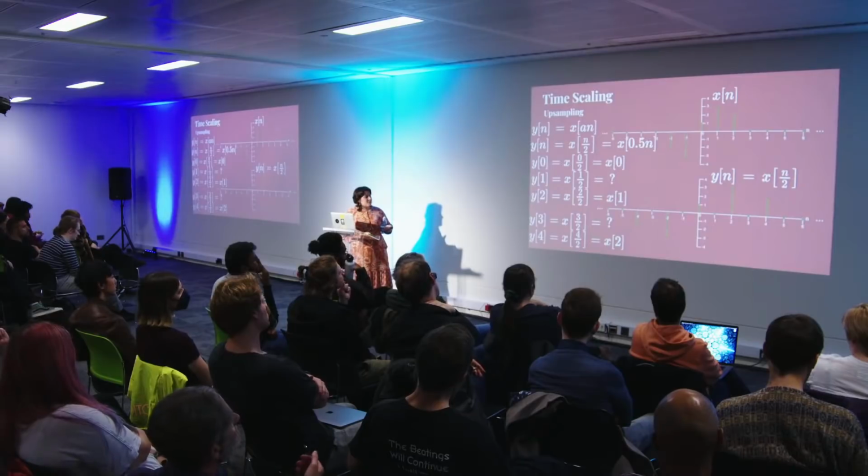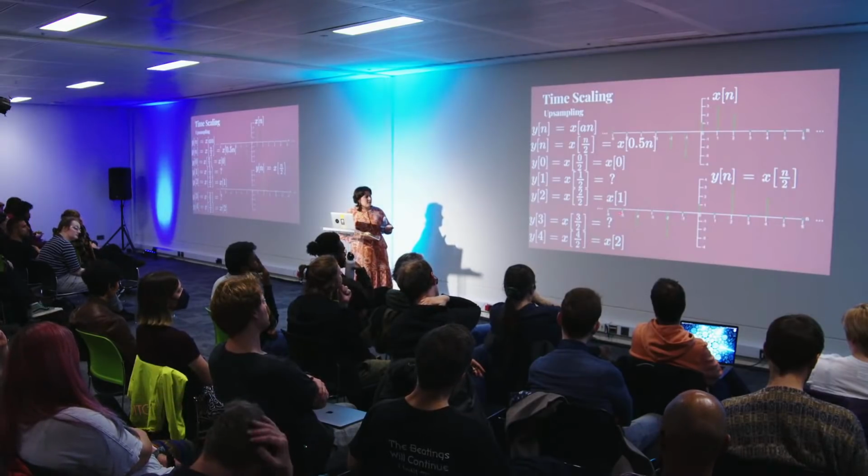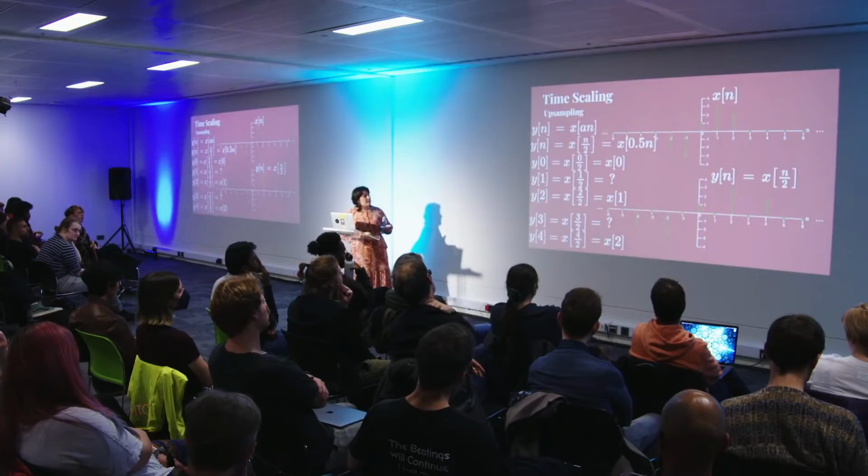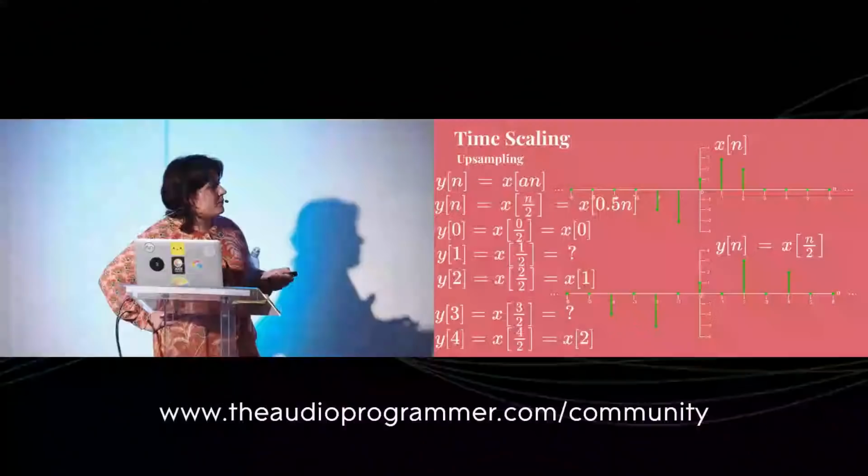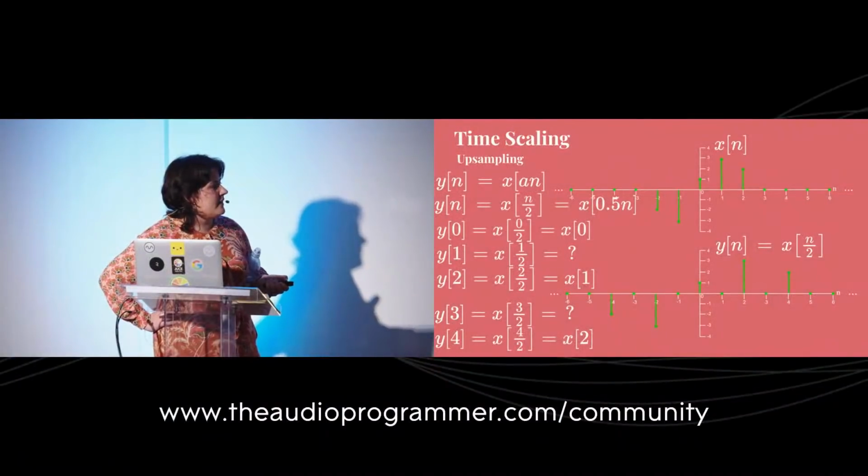With discrete signals, we don't actually have 0.5 as a value of n. We can only represent integer samples. So this is something we can't do, so this one will just be left as 0. Y of 2, 2 divided by 2, x of 1. So our value that we had for x of 1 is being expanded over here.